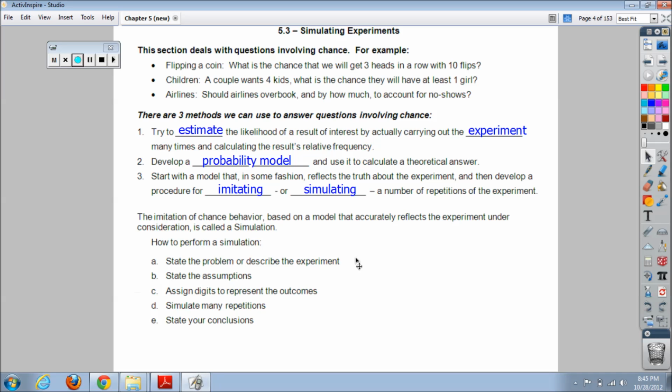Now, if we did that just one time, and we had, say, boy, boy, girl, girl, boy, that doesn't mean that's always going to happen for every 5 children. So that's why we want to do this many, many times. And then at the very end, we're going to state our conclusions that we found from our simulation.